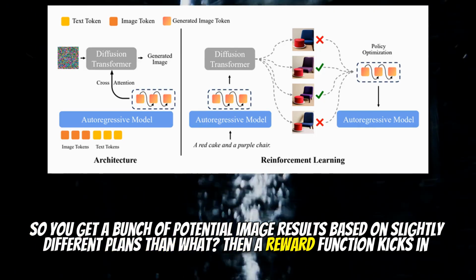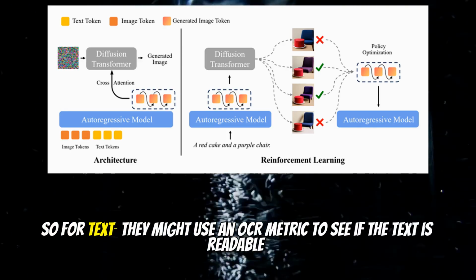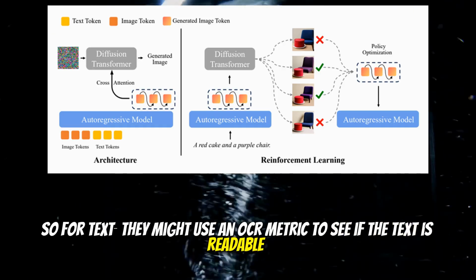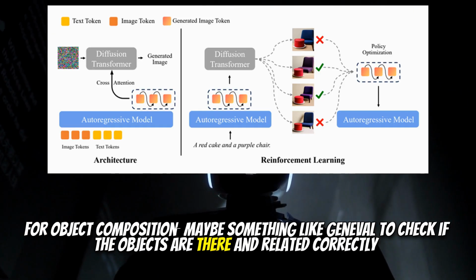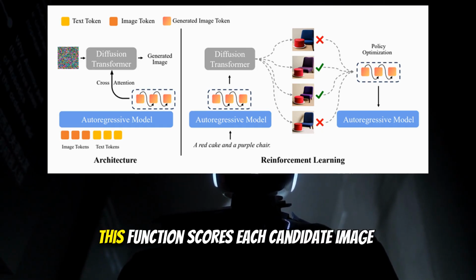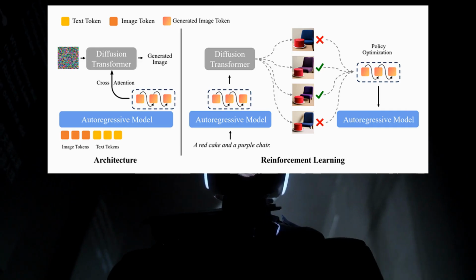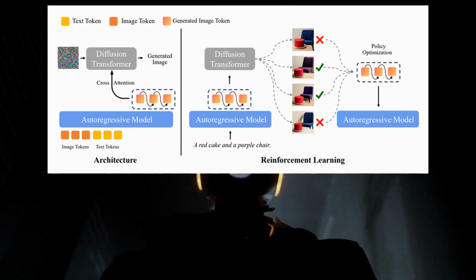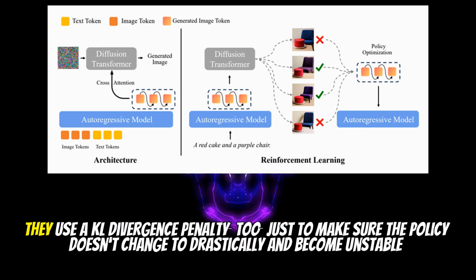Then what? Then a reward function kicks in. This function has to be verifiable. So for text, they might use an OCR metric to see if the text is readable. For object composition, maybe something like UniDet to check if the objects are there and related correctly. This function scores each candidate image based on how well it met the specific goal. Exactly. And then the optimization happens. They adjust the AR model's policy to increase the chances of generating token sequences that lead to high reward images. They use a KL divergence penalty too, just to make sure the policy doesn't change too drastically and become unstable.